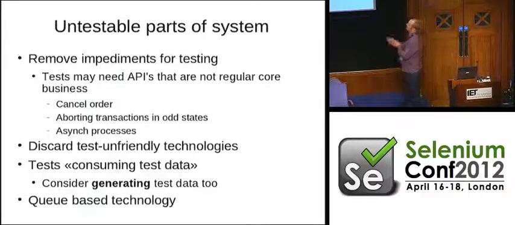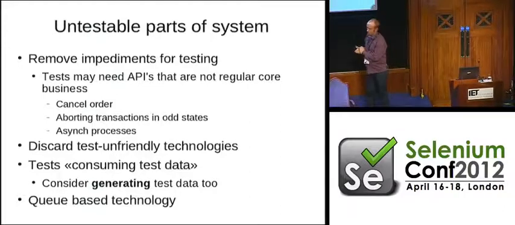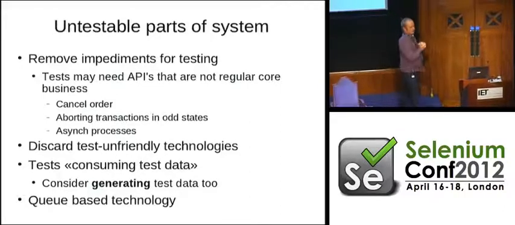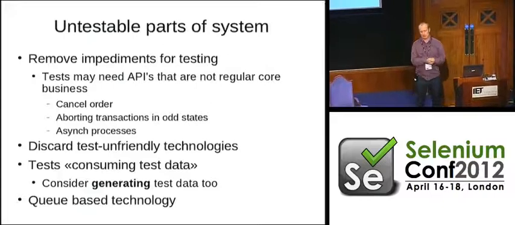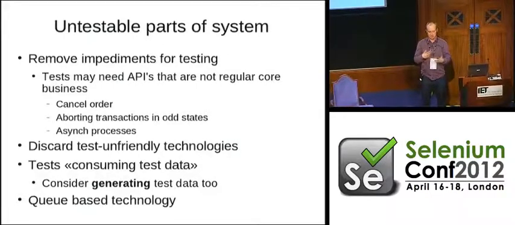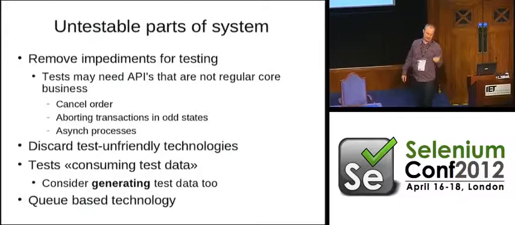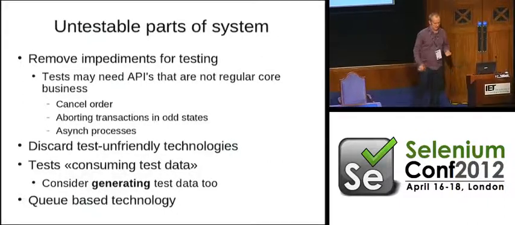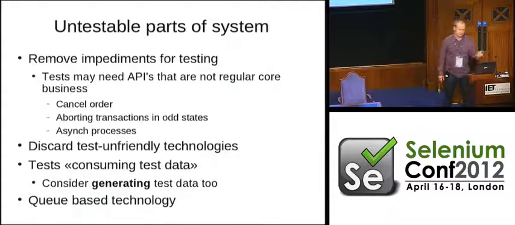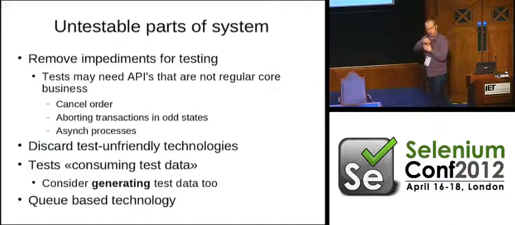Now, there's all these impediments for testing. There are APIs that you probably don't have in your regular core business, because when you test, you typically want to complete the whole scenario in one go. And usually you will have to, in an enterprise environment, order those specifically and get them through the priority loop and get those things that you're actually missing. For instance, canceling orders may not be available in the way you need it, or just getting things back to the state where you started.